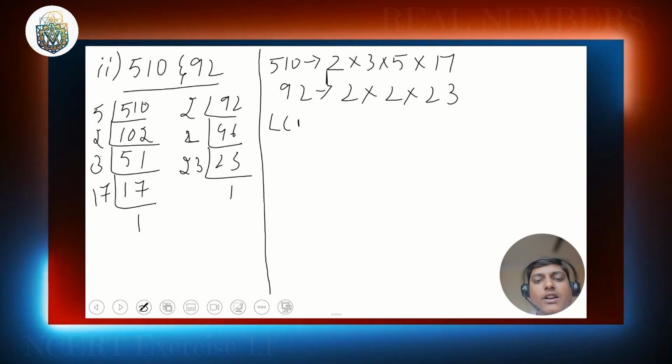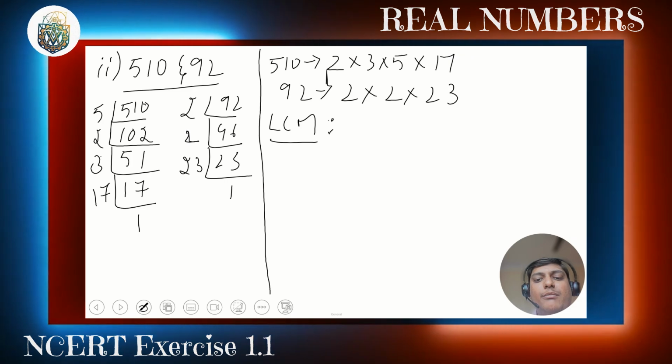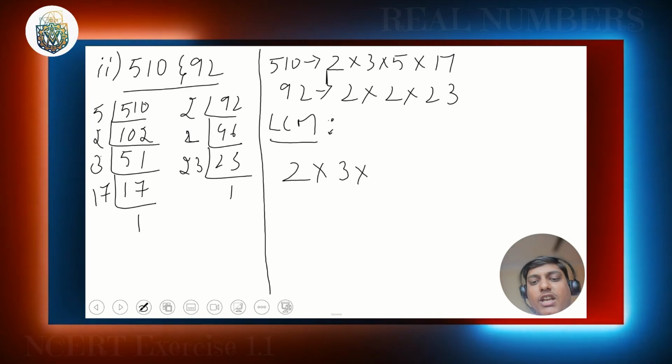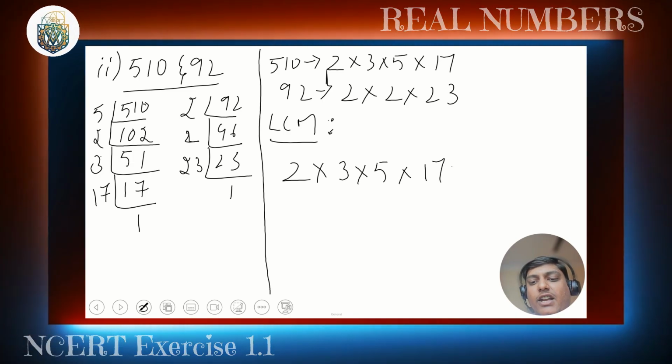Now I have to find what is LCM. What is LCM? Basically it is the product of all prime factors. So what are the prime factors? 2 into 3 into 5 into 17 into 23.